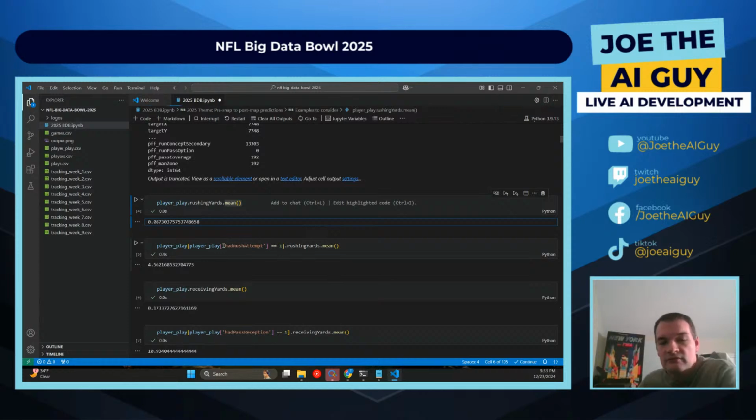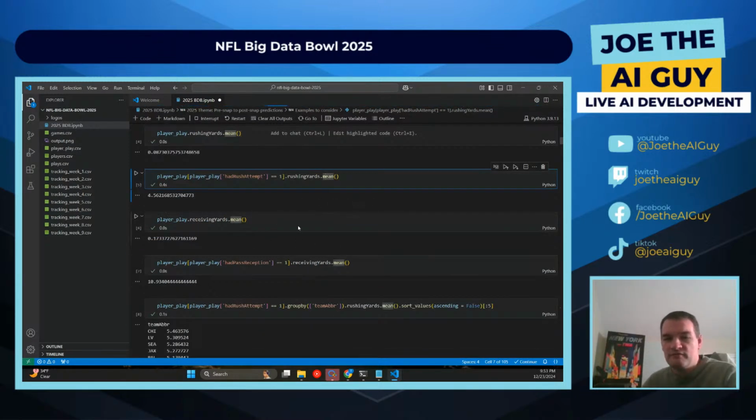So then we looked through the data set and we found that there is a had rush attempt flag field, and if it's 1, that means that that was the rusher on the play. They will have the rushing yards, and then getting a mean of those gives you that there are 4.56 yards gained per play in the data set that we have.